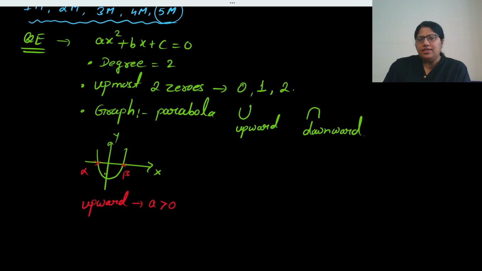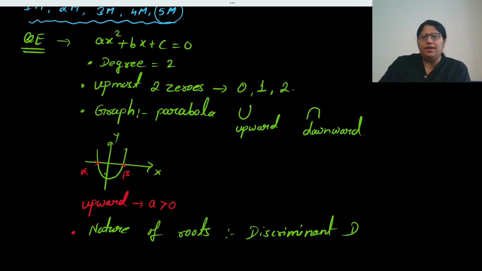Now we'll see this in nature of roots also, right? Because when you are learning the graph, you should know nature of roots as well. What is the nature of roots here? Nature of roots means which kind of solution we get. We call it the discriminant, which is represented by D.